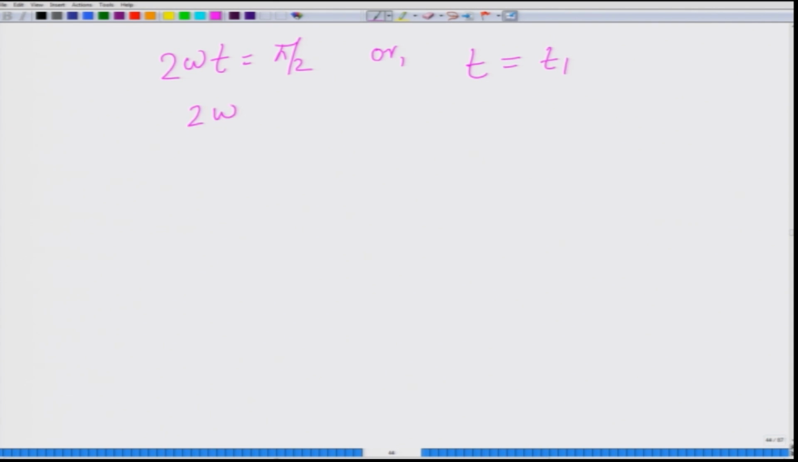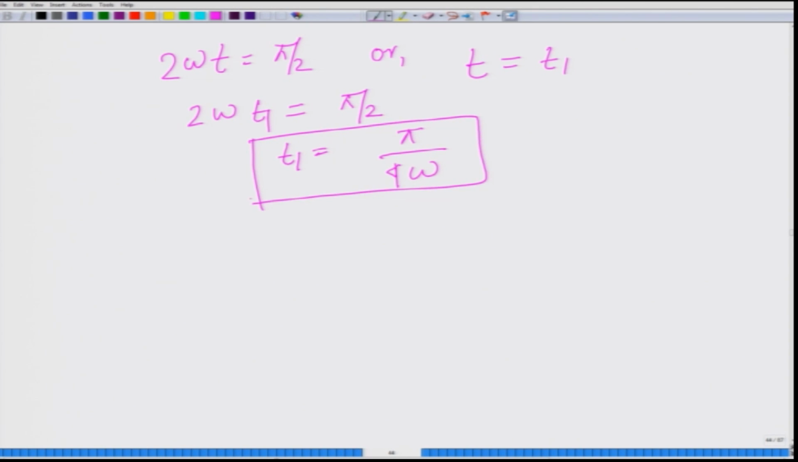So at 2 omega t1 equal to pi by 2, t1 is pi by 4 omega. This is the time at which the area A is maximum or minimum. Till now I do not know whether it will give me maximum or minimum. That I have to check from the double derivative of this area with respect to time.